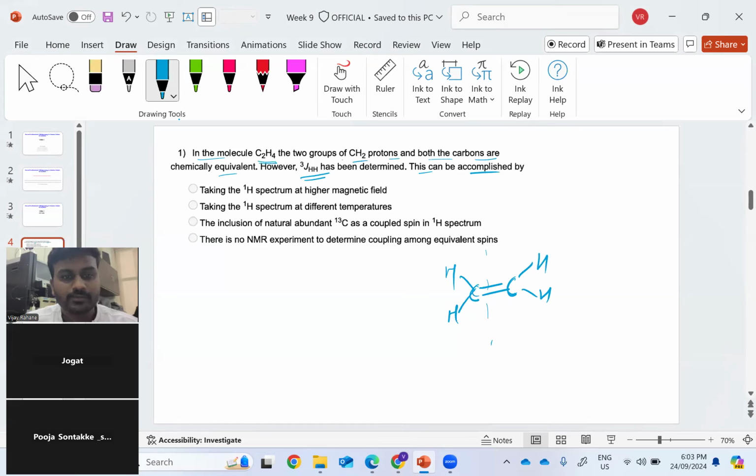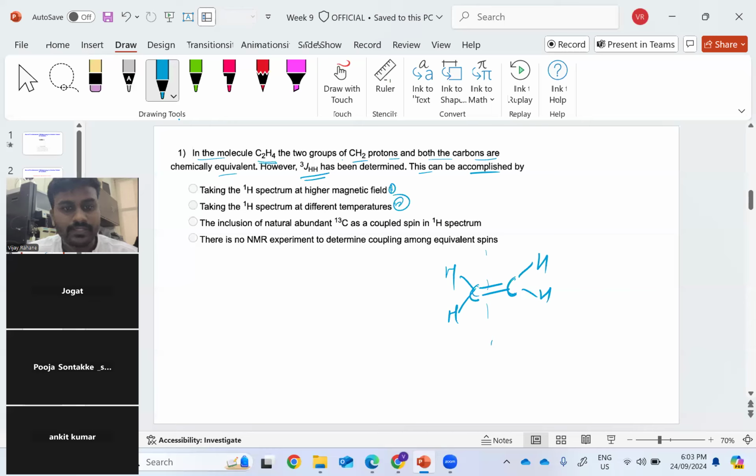The first option is taking a 1H spectrum at higher magnetic field. The second option is taking a 1H spectrum at a different temperature. The third is the inclusion of natural abundance 13C as a coupled spin in the 1H spectrum. The fourth option is that there is no NMR spectrum to determine the coupling among equivalent spins. Obviously the fourth option is wrong, because as we have seen in this topic of the course, we are able to determine the J coupling between hydrogens in the ethylene molecule.